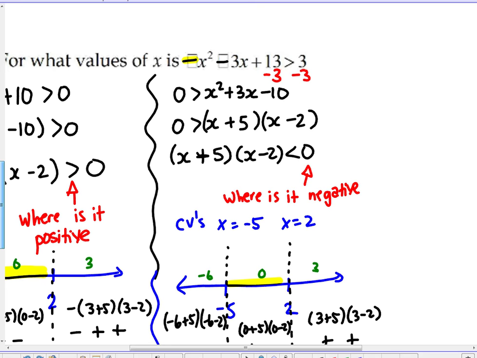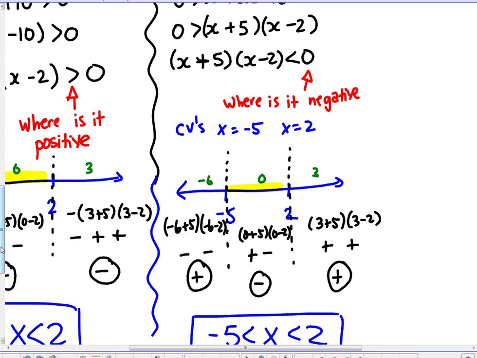Your critical values are still negative 5 and 2, but your tests come out as opposite because you moved it to the other side of the equation. And we're looking for where is it negative. So when we do our test, I chose -6. You could do any number below -5. So -6 plus 5 is a negative. -6 minus 2 is a negative. Two negatives give a positive. Any number between -5 and 2, I chose 0 because 0 is easy. 0 plus 5 is a positive. 0 minus 2 is a negative. Positive and a negative gives a negative.